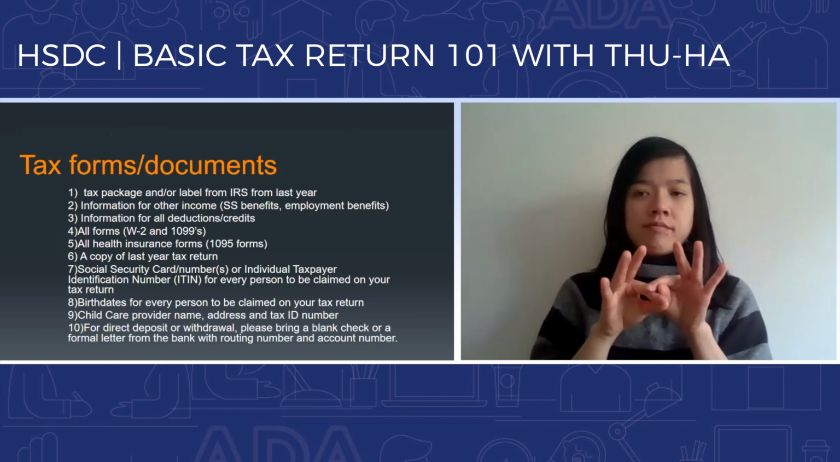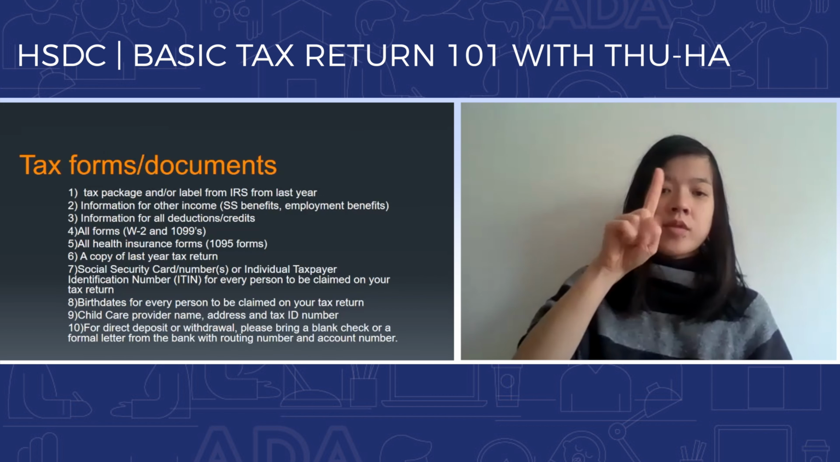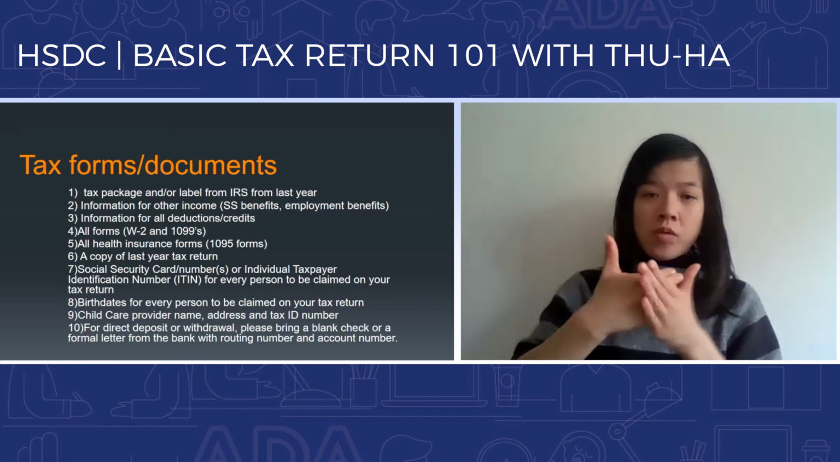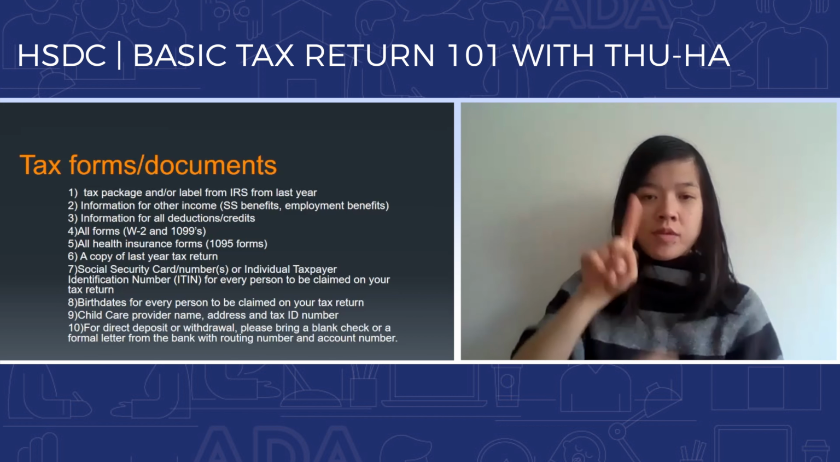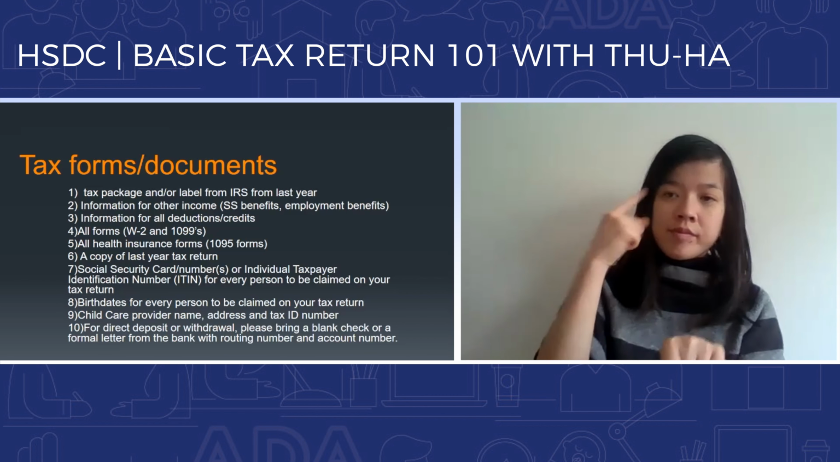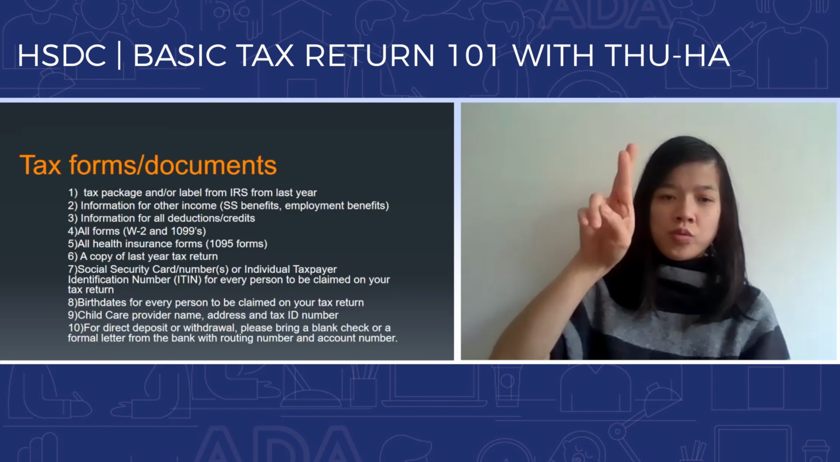You will need to bring all your forms with you, like W-2s, 1099s, those kind of forms you'll have to bring. Also, health insurance forms, such as the 1095 form. You will also need a copy of last year's tax return.